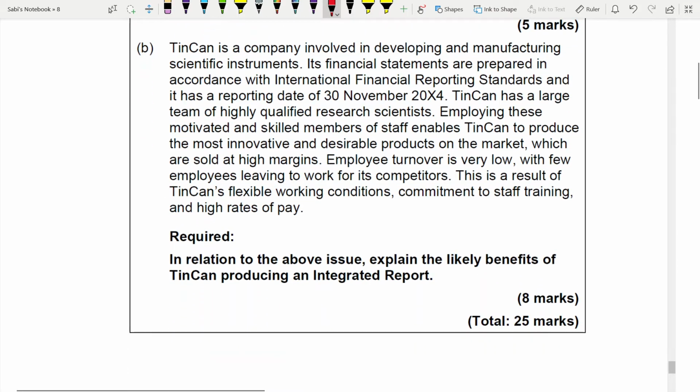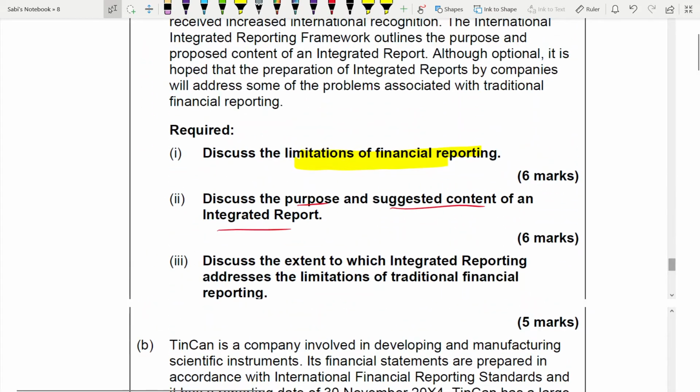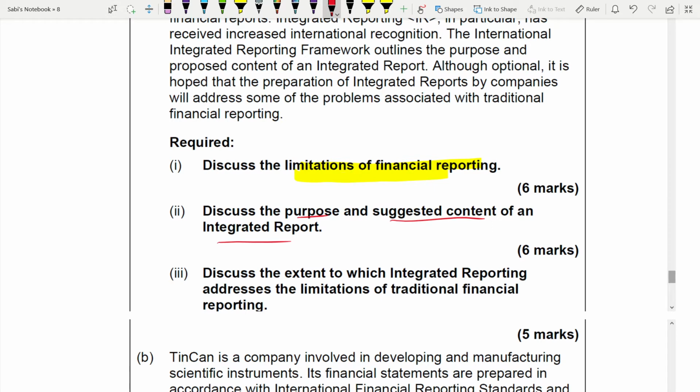Under part A, the third one is discuss the extent to which integrated reporting addresses the limitations of traditional financial reporting. First is limitations of financial reporting. Second, content of integrated reporting. Third, how integrated reporting helps to overcome those limitations of financial reporting. You see, one by one they are building up. That's why it's very important that you do this question in the order that is given to you.